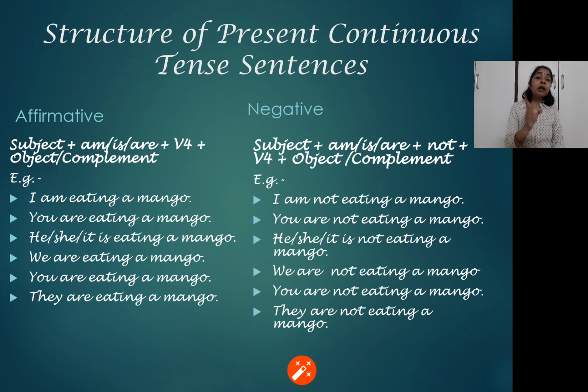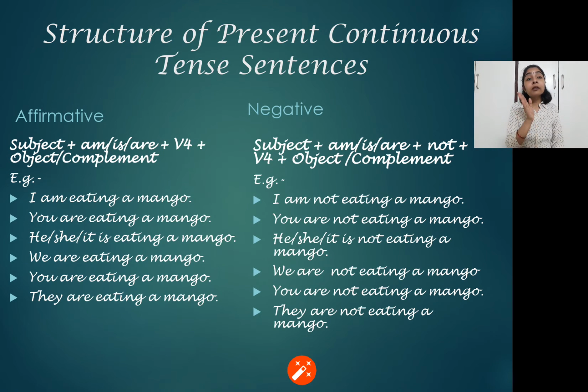So how the sentence is framed here: first the subject, then comes the helping verb, is, am, are, according to the subject. Whether it is first person, second person, or third person, singular or plural, according to that the helping verb will come. Always memorize the structure of the sentence, then you will never be confused. First comes the subject, then the helping verb, then the fourth form of the verb, and then the object or the complement. Is that clear to you? Subject, helping verb, fourth form of verb, and the object or complement. Like this the sentences are framed.